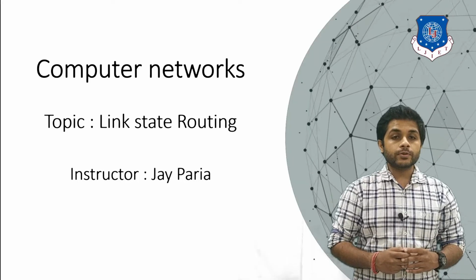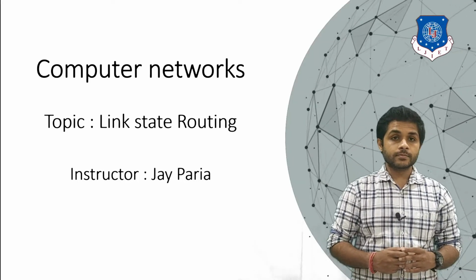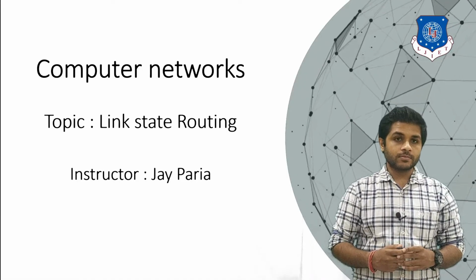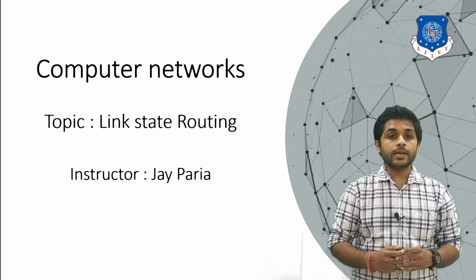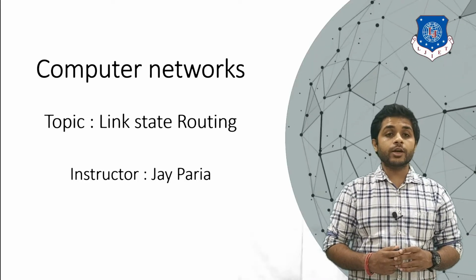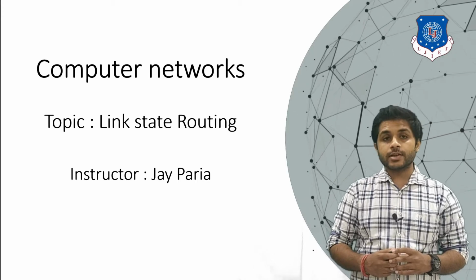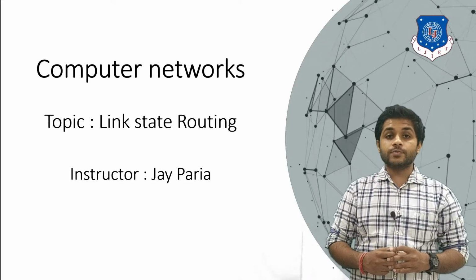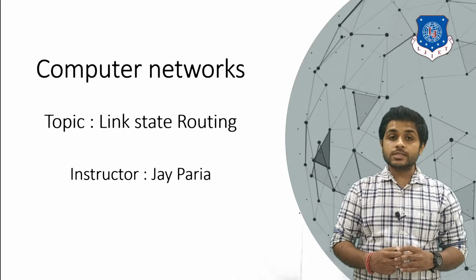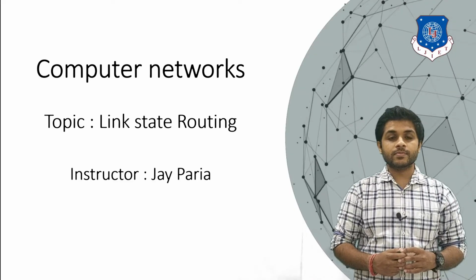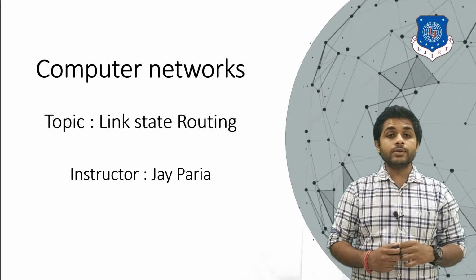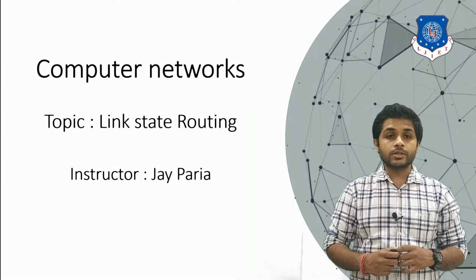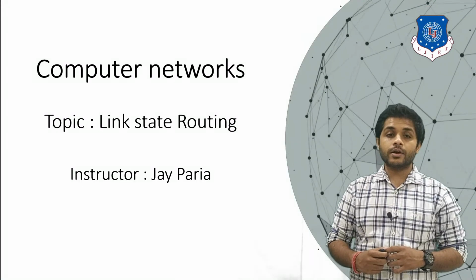The topic we are going to see is the link state routing. Routing has two types, the static routing and the dynamic routing. And dynamic routing is further divided into two types, which is interior gateway routing protocol and the exterior gateway routing protocol. And the interior gateway routing protocol is further divided into two types, which is the distance vector routing and the link state routing. In the previous lecture, we have discussed the distance vector routing protocol. In today's session, we are going to see the link state routing.